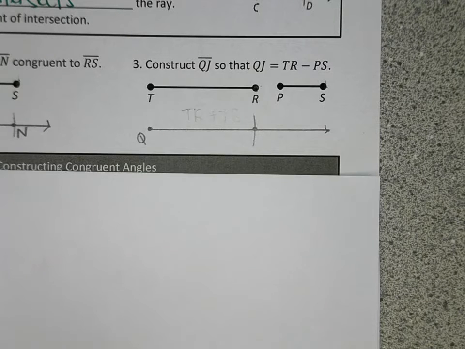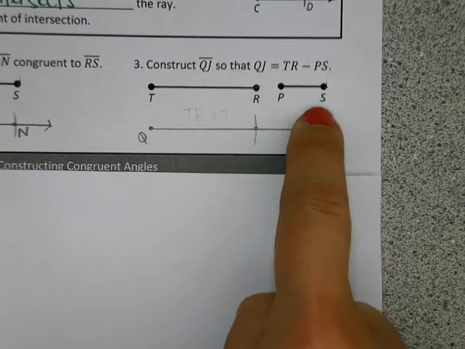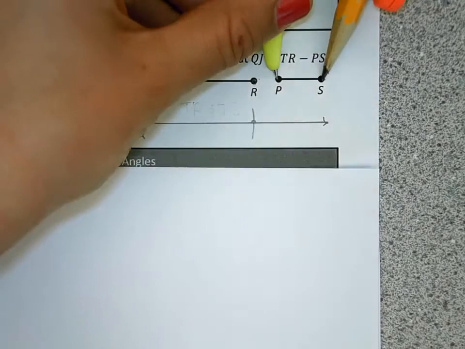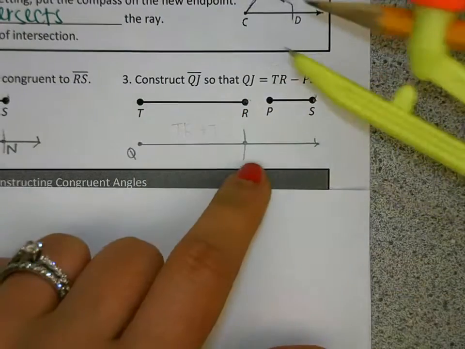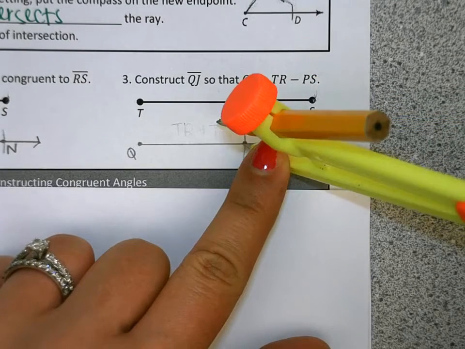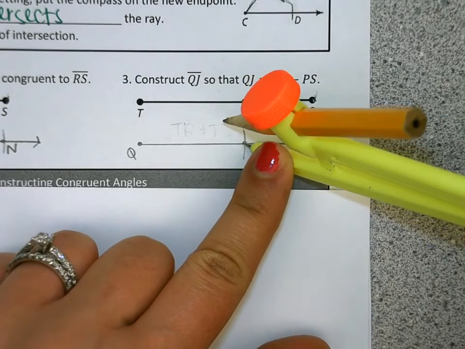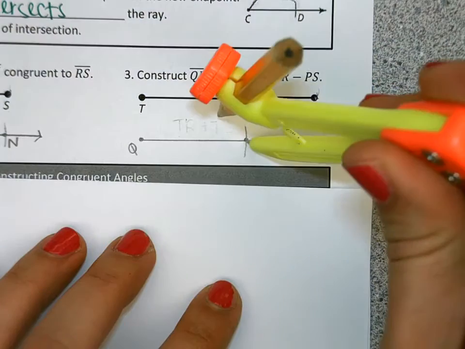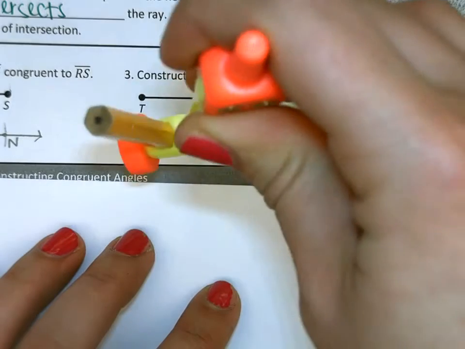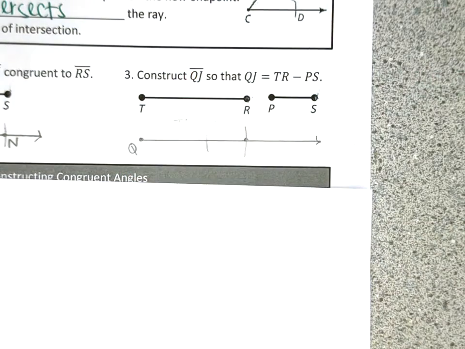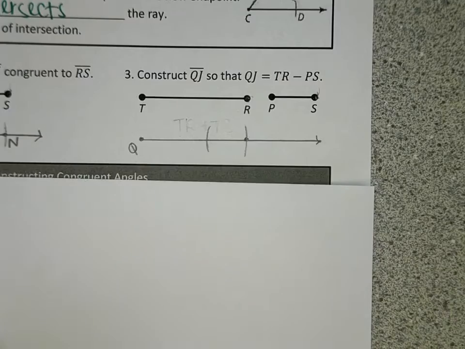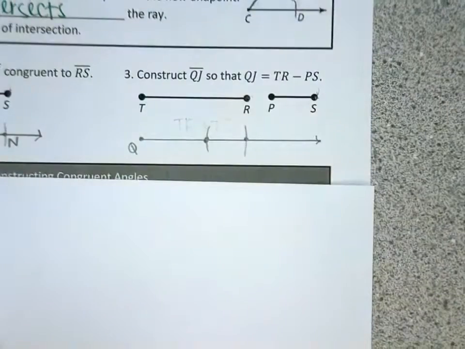Then we need to take away the length of PS. So let's measure PS. And I'm going to flip my compass around and put the endpoint on the intersection that we had just made. Hold on, I think I moved it. And draw an arc going the other way. Here, you can't really see it. Do you guys see what I did? Okay. So here, that second intersection is point J.